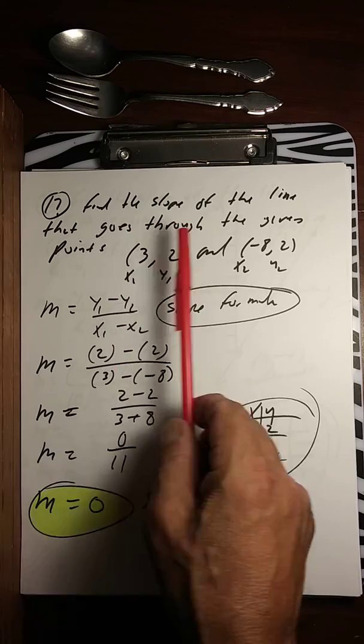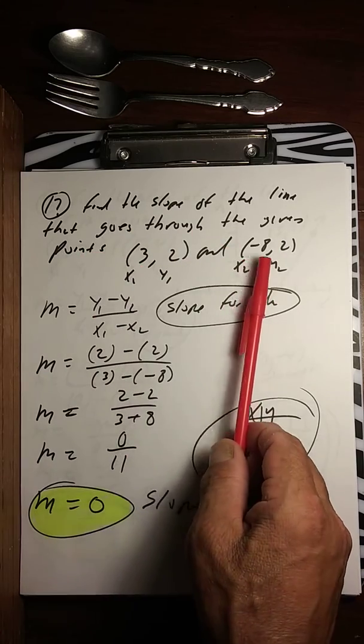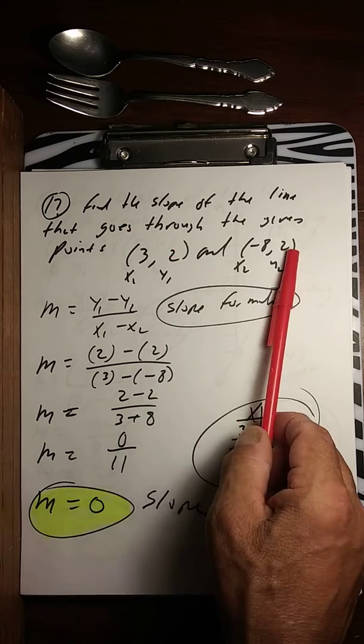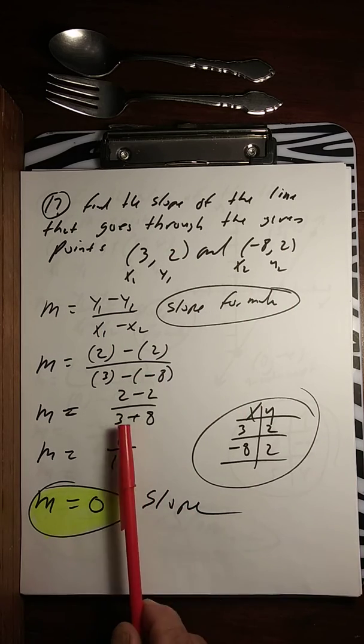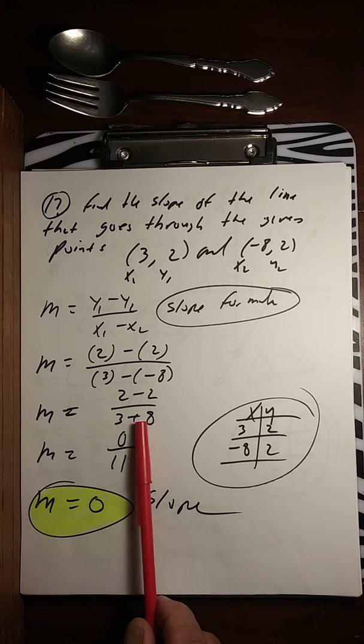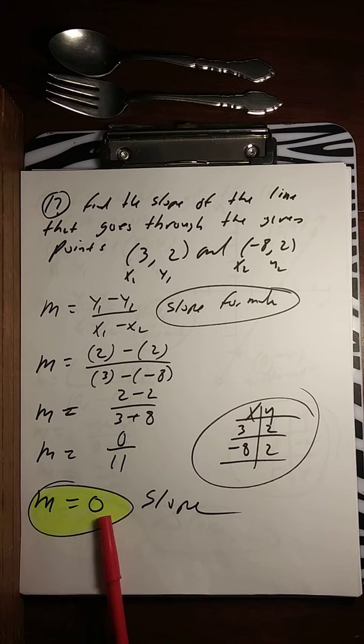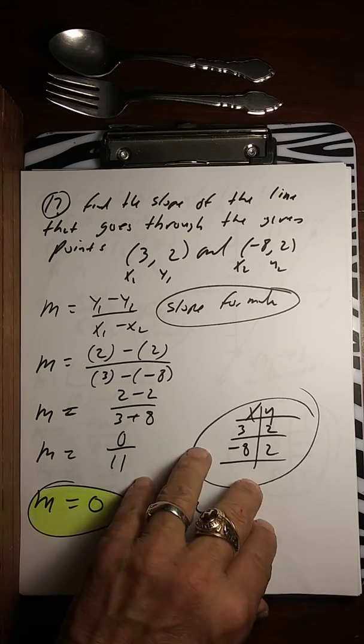Find the slope of the line that goes through the given points. 3, 2, -8 and 2. So y1 and y2 is 2 minus 2, 3 minus minus 8. 2 minus 2 on top. 3 plus 8, 11. 0 over 11. 0 divided by 11 is still going to be what? 0. Yes. Because 0 is on top.